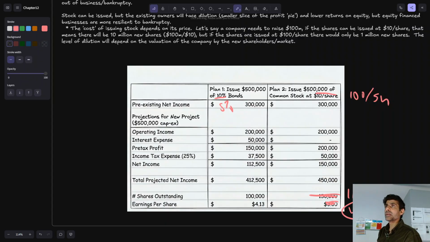Called reverse stock split, where they have 10 stocks and make it one. It's a different thing. In the next chapter, we're going to talk about stock splits. There's actually no exchange of money that happens in a stock split. Yeah, exactly. There's no exchange of money.